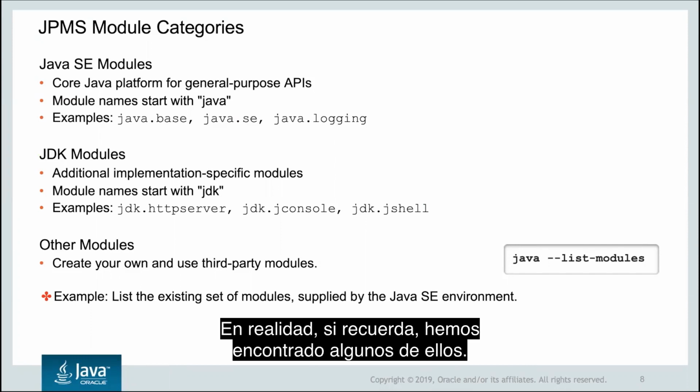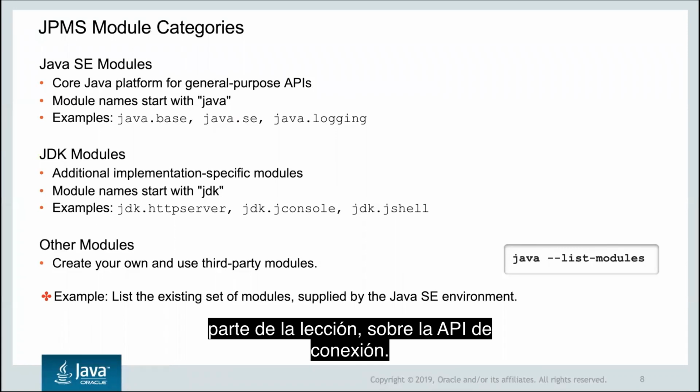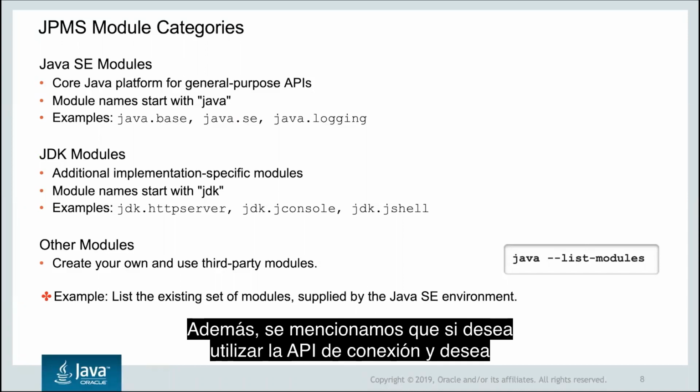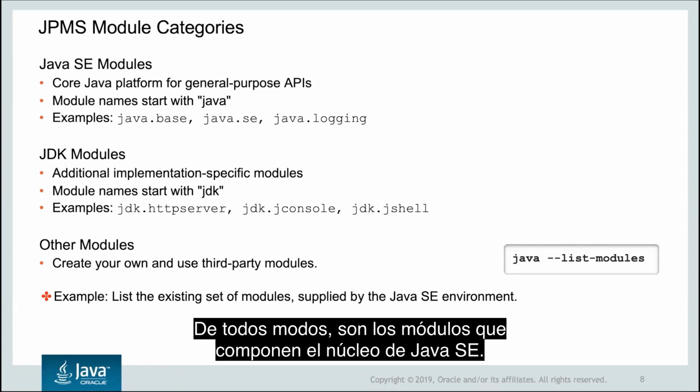Actually, if you remember, we've encountered some of them. For example, when we were covering the lesson on exception handling, the very first part of the lesson talked about the logging API, and we mentioned there that if you want to use the logging API and you want to do modular deployment, well, then you need to include that particular module. Anyway, so these are the modules that comprise the core Java SE.